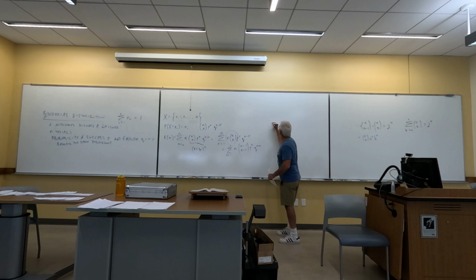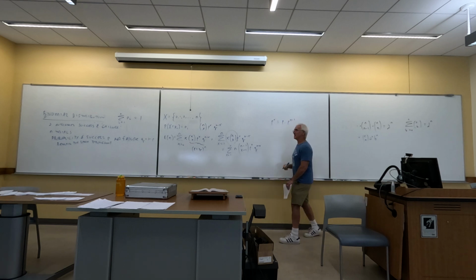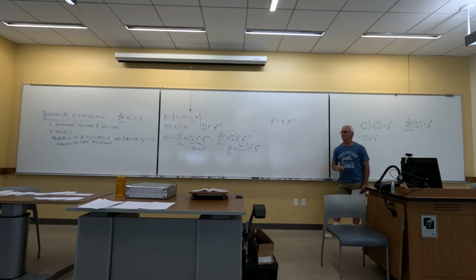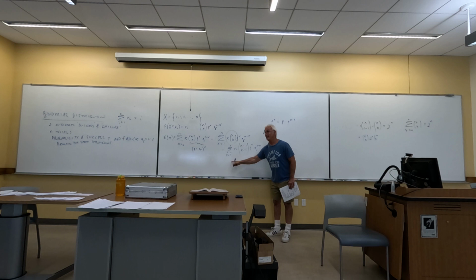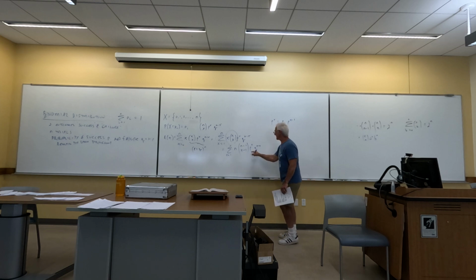I'm going to take p to the x, and I'm going to write it as p times p to the x minus 1. Is that legal? Sure. And by the way, x is now starting at 1. That's important. This can't be a negative number. X can't start at 0 because that would be impossible, wouldn't it? So I'm going to replace this with p times p to the x minus 1.